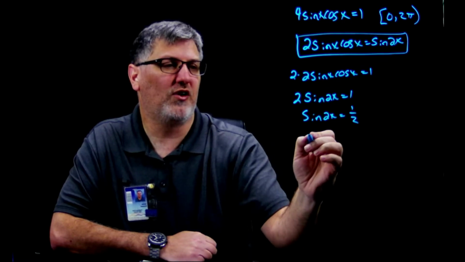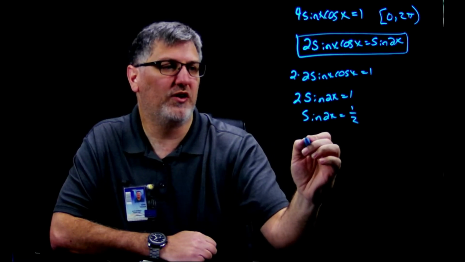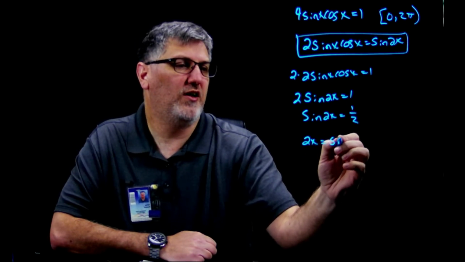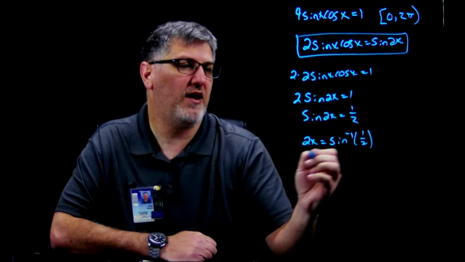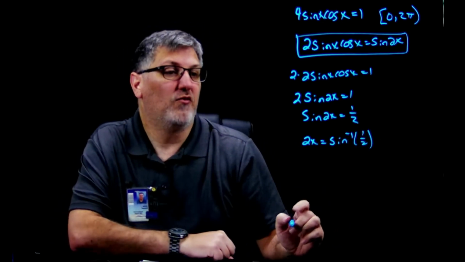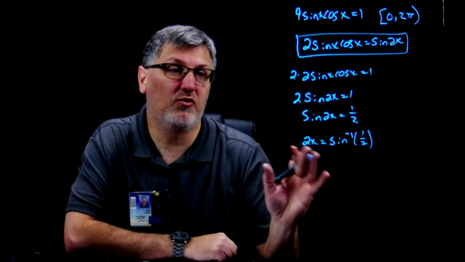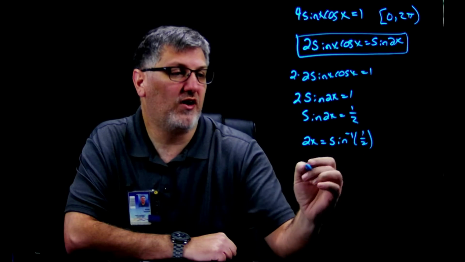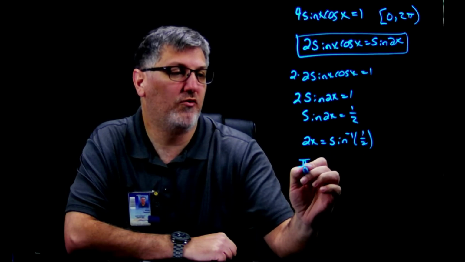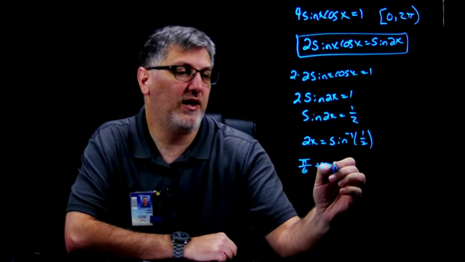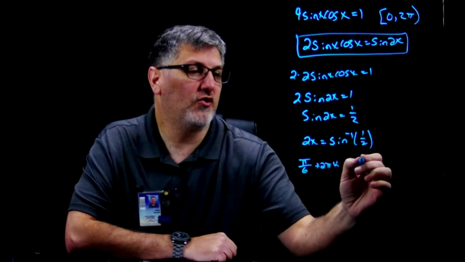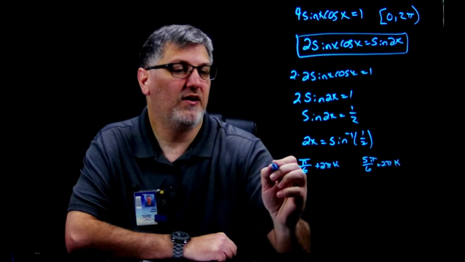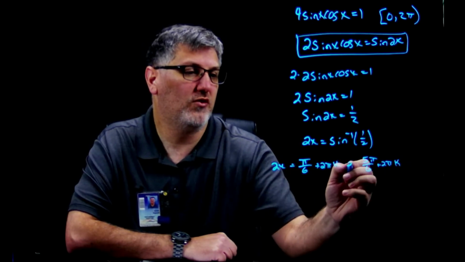I'm going to take arc sine, and I'm going to get 2x equals arc sine of 1/2. From here, I'm going to actually do a general solution. I know that arc sine of 1/2 is going to be at pi over 6 plus 2 pi k, and also at 5 pi over 6 plus 2 pi k. Now this is what 2x equals.